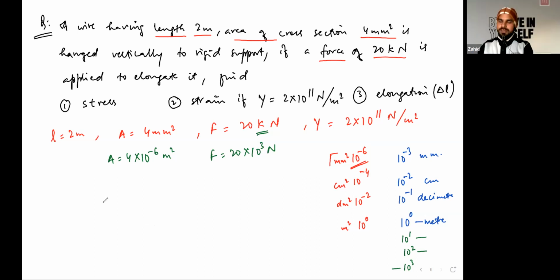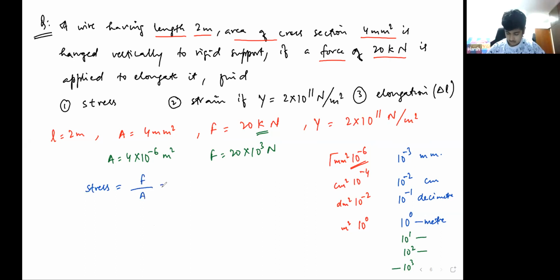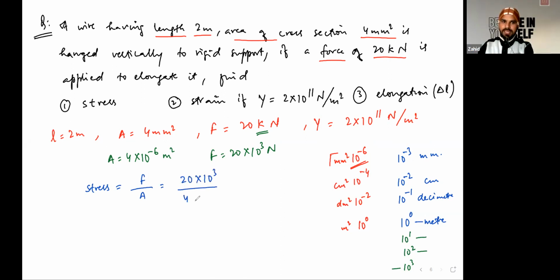You have made a little mistake in how to solve the exponents. Let me explain the concept behind it. Stress equals deforming force by area of cross section. Put the value of force, which is 20 into 10 to the power 3, and area of cross section as 4 into 10 raised to minus 6 meters square. So this 4 will cancel out in 5 times.